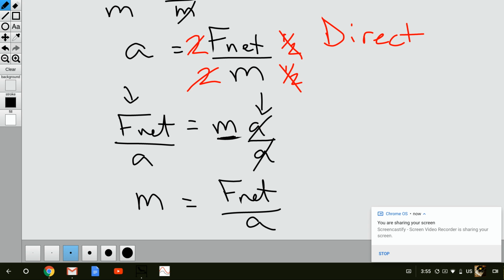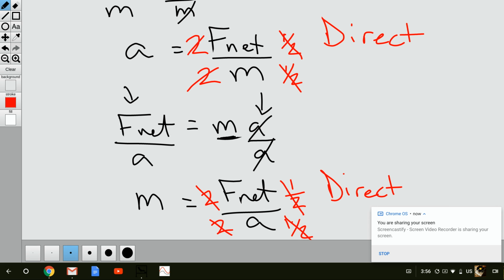So doing that, if we double the F net, what do we have to do to the acceleration to keep mass the same? We need to double so that they cancel. If we need to half the F net, we half the acceleration. Again, we do the same thing. This is yet another direct relationship.